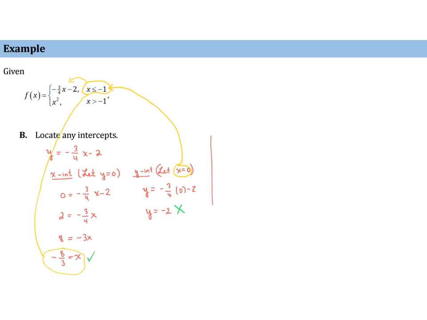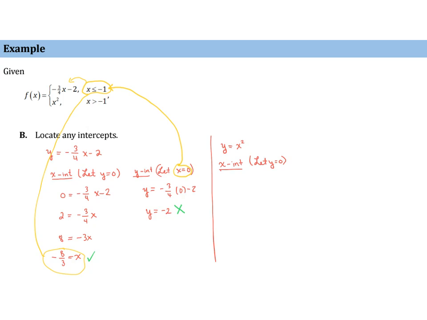Okay? So now, let's look at the other piece. y equals x squared. Let's find the x-intercept. We can let y be 0.